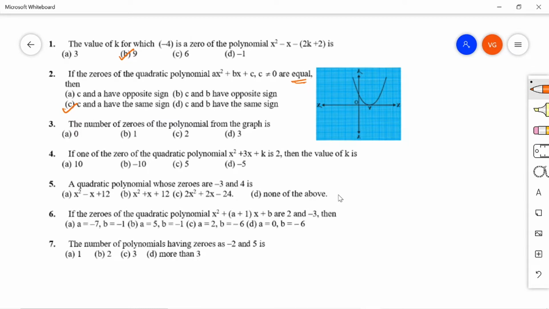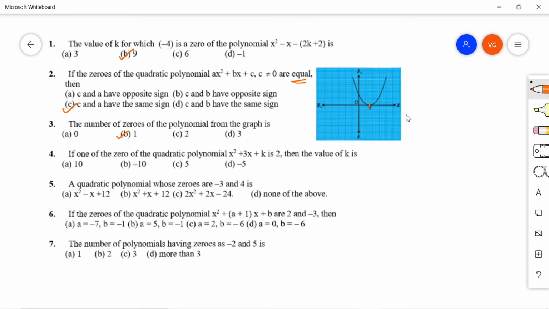Question number 3. The number of zeros of the polynomial from the graph is 0, 1, 2, or 3. This is a very important question, very easy. Whenever the curve touches the x-axis, that many number of times are the zeros of the polynomial. See here, this is the curve that is touching the x-axis at only one point here. So the answer is that the number of zeros of this polynomial is 1.